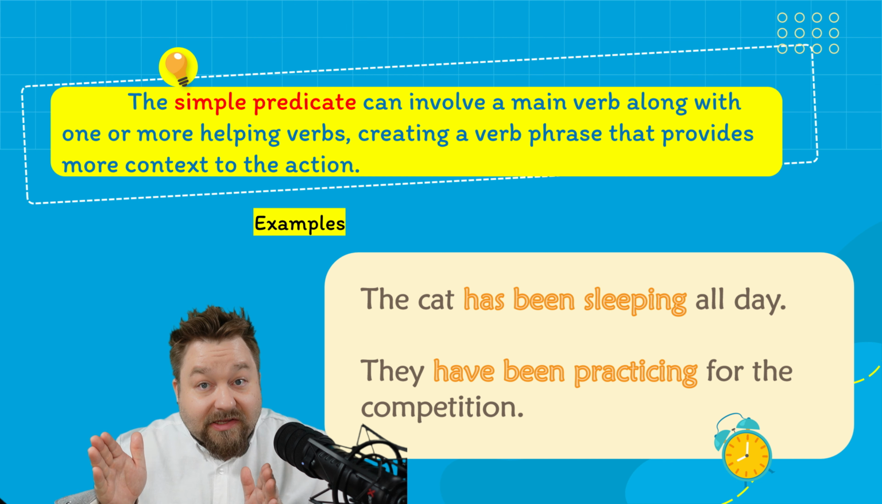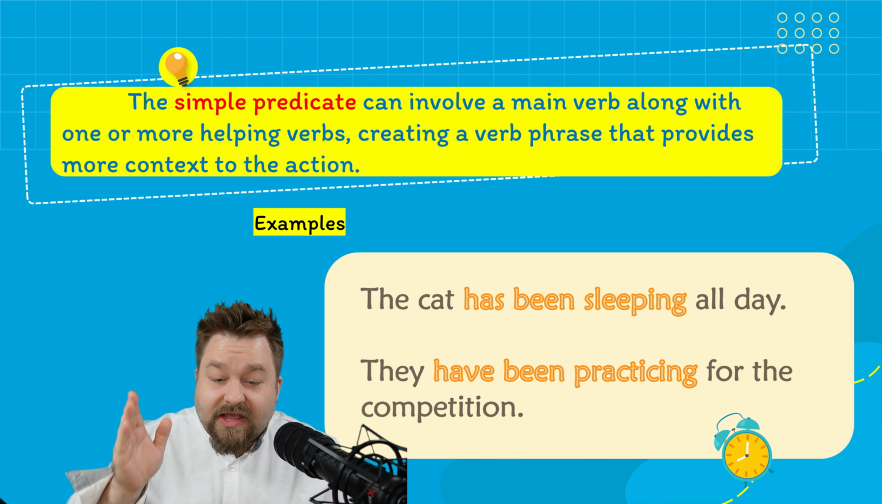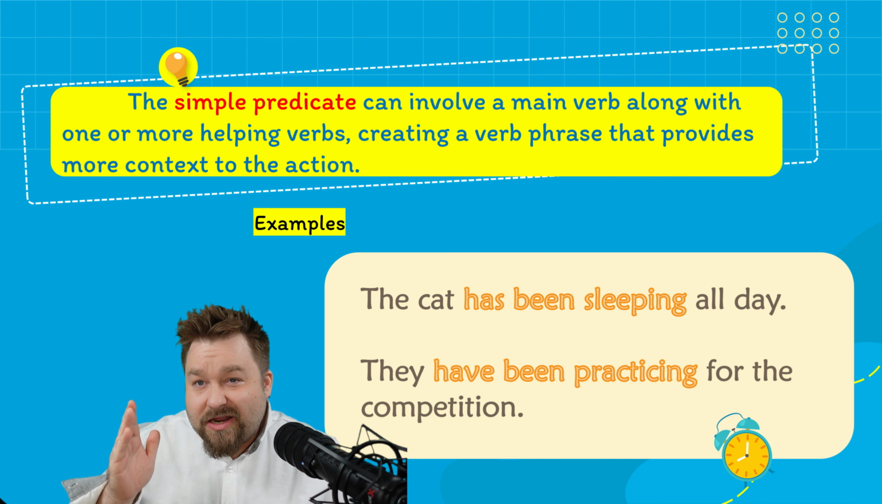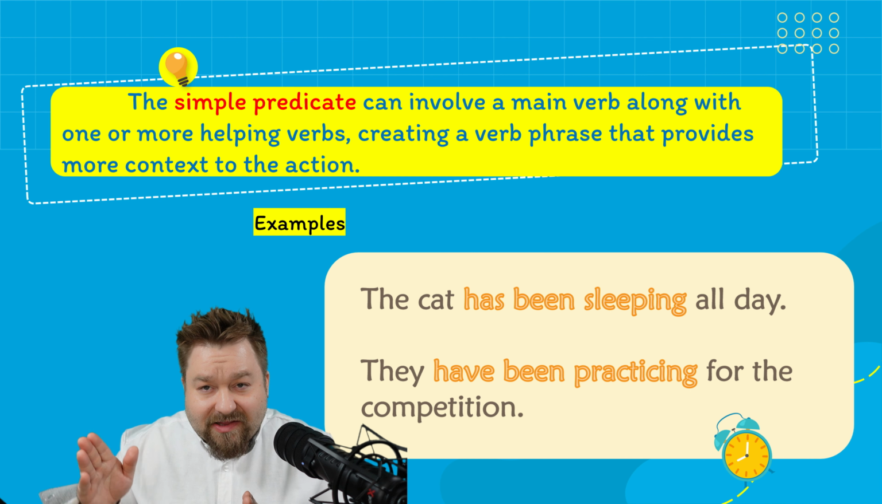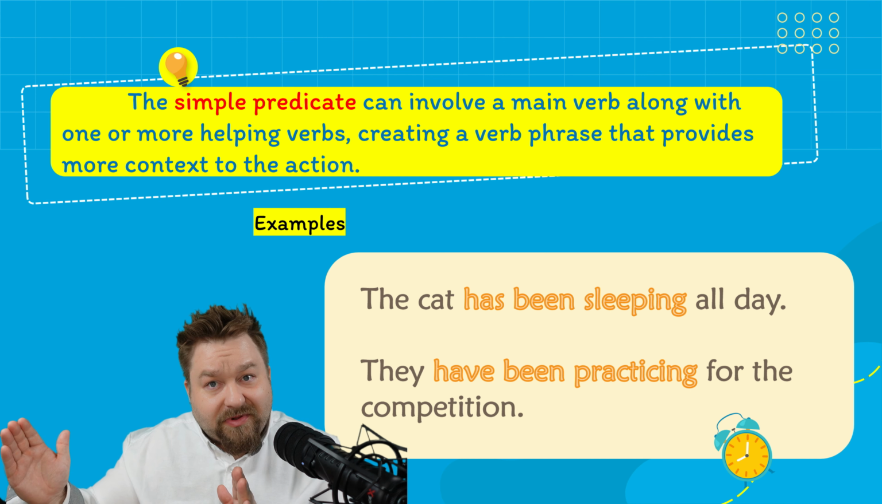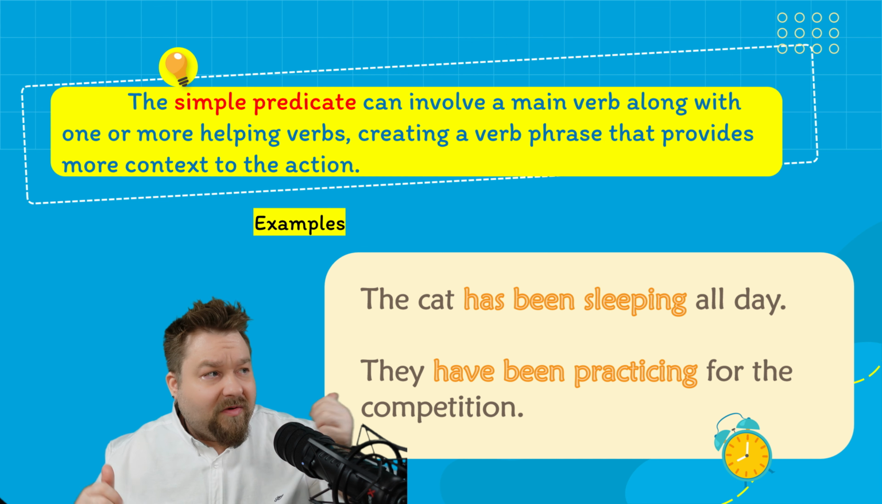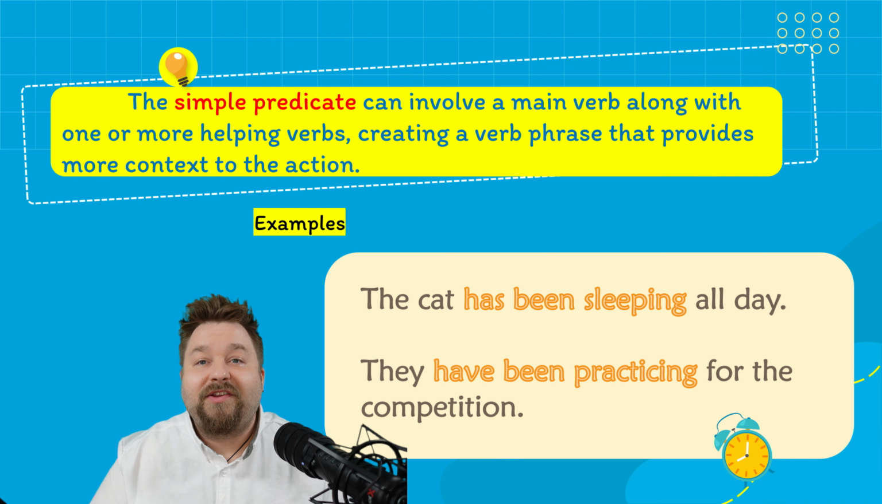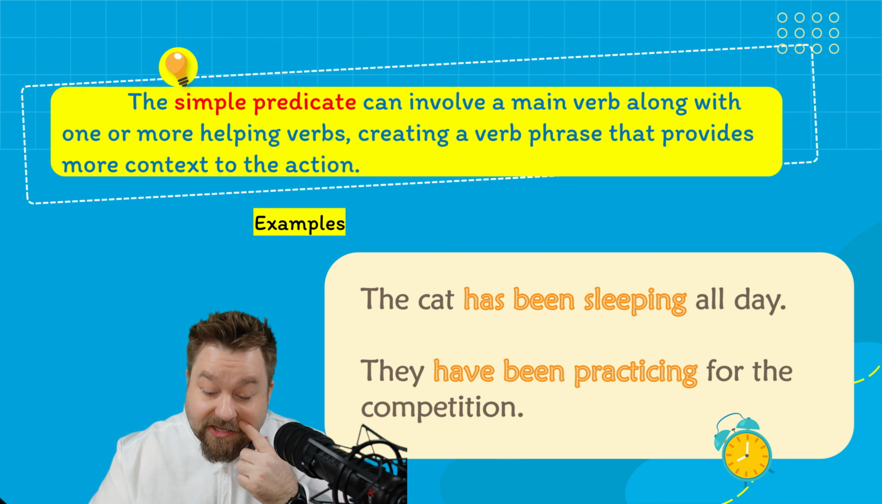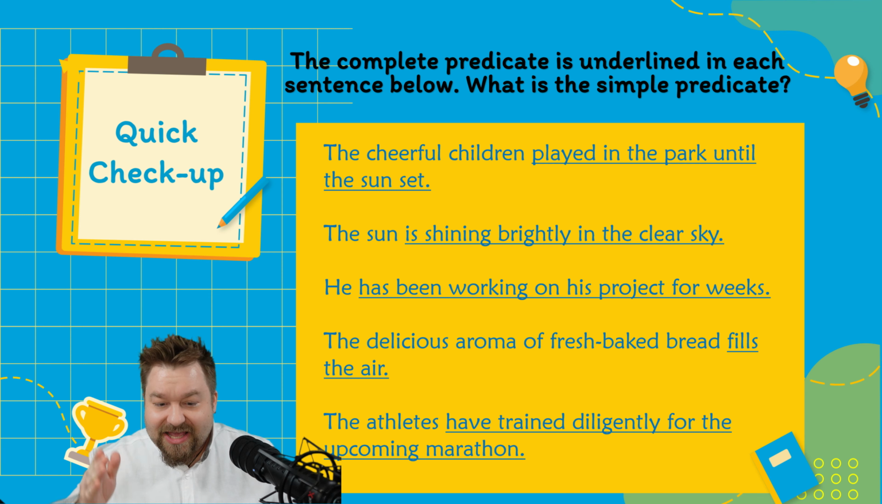See? Verb phrase. The second one is, they have been practicing for the competition. Have been practicing for the competition is our complete predicate. But what are they doing? They have been practicing. I understand. They have been practicing. That's our simple predicate. Cool. We understand this, right? And to prove it, let's do a quick checkup.